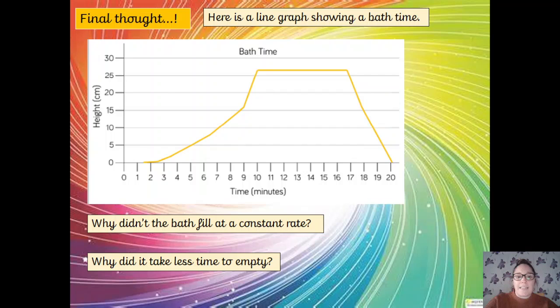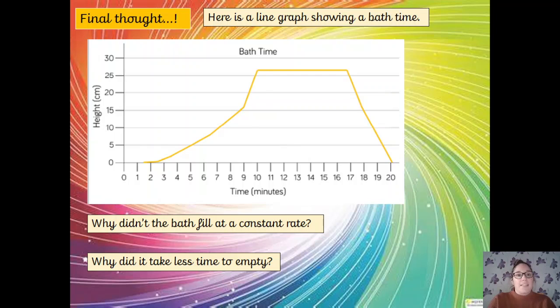Why did it take less time to empty? Okay, it took less time to empty because there's only one plug. Once the plug's undone, it all goes out. Whereas we can change the rate that it fills up with, depending on whether you use 1 or 2 taps, to let it go out, unless we keep stopping the plug, it's all going to come out in one go. Okay, at a gradual timing, obviously not all in one go.